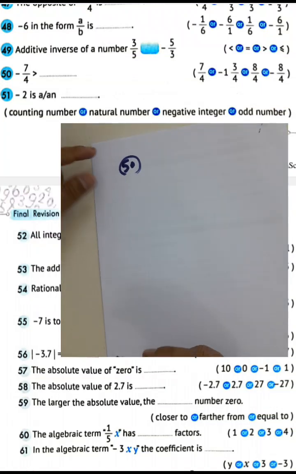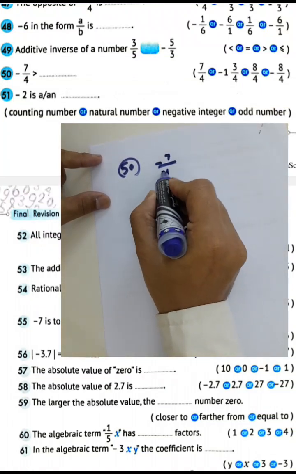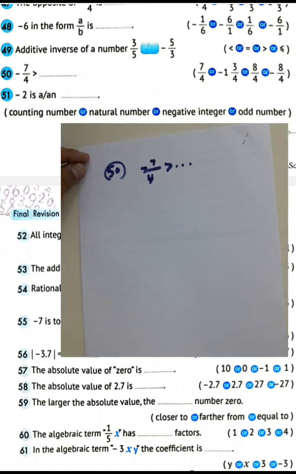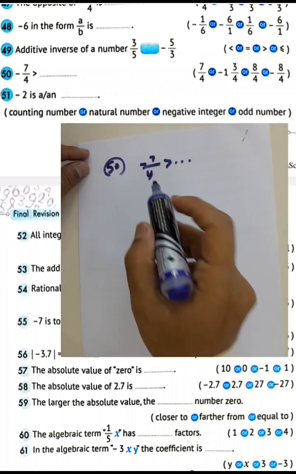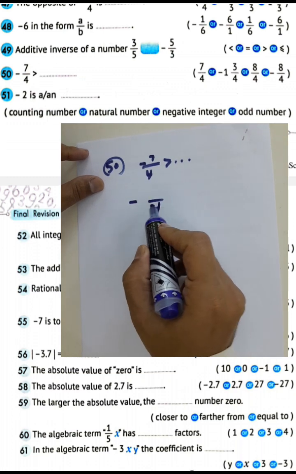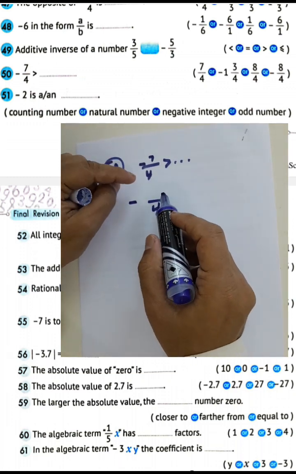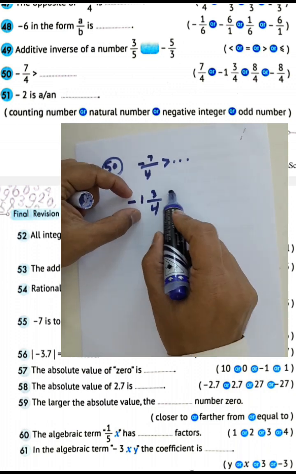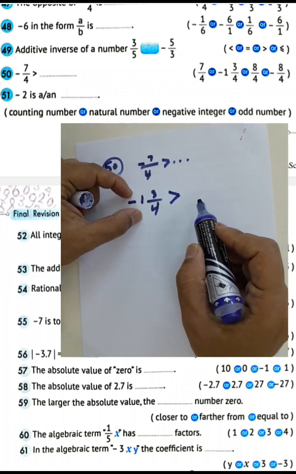Question 50, negative 7 over 4 is greater than space. Look here, negative 7 over 4, we can convert it to a mixed number. 7 divided by 4 equals 1 with remainder 3. Negative 1 and 3 over 4 is greater than 2.